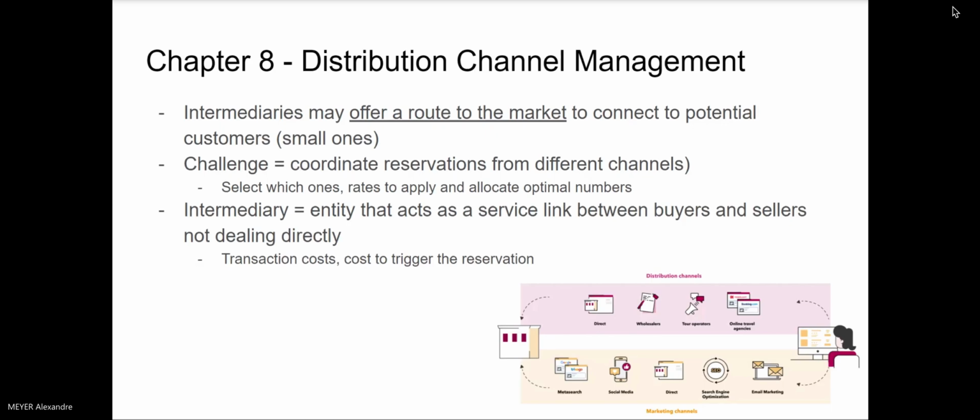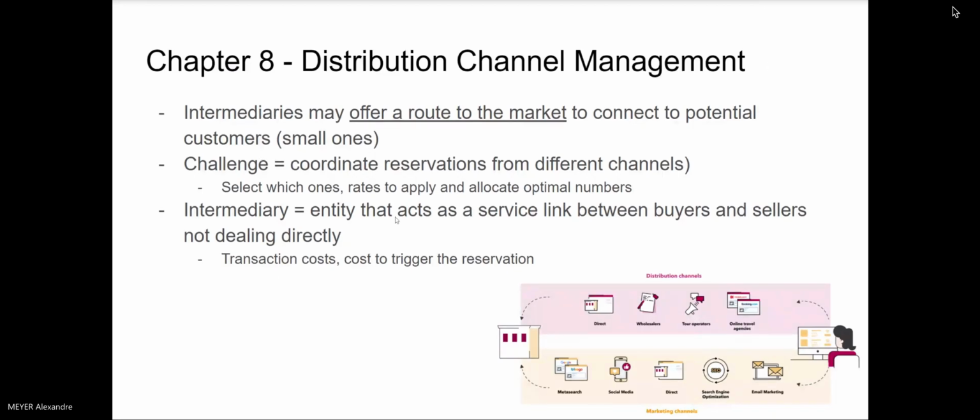The main challenge is to coordinate reservations from different channels, right? Because if you have more than one channel, you have to coordinate reservations from each one. And on top of that, you have to select which rates to apply and allocate optimal numbers, right? You have to determine how many rooms am I going to give to Booking.com? How many rooms am I going to give to Expedia, right? What rate am I going to put on Booking? What rate am I going to put on Expedia, right? So it's a lot of things to consider in order to optimize the revenue that you have.